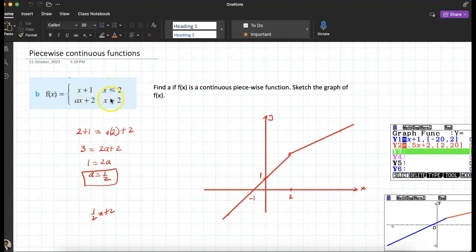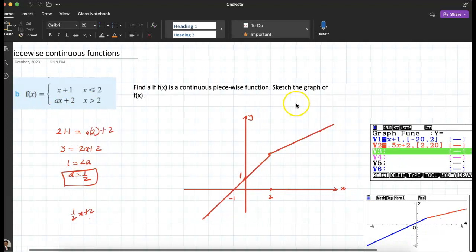So 2 plus 1 is equal to a into 2 plus 2, basically equate them. They should level up. Correct? They should level up, this gap shouldn't be there. There should not be any gap. When the first one ends, the second should begin from there only. So when your a is equal to half, the second one will begin from here itself.